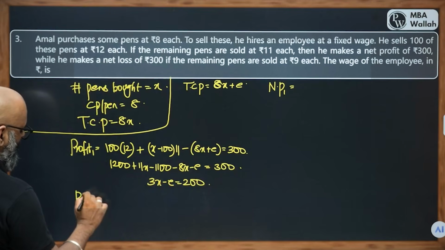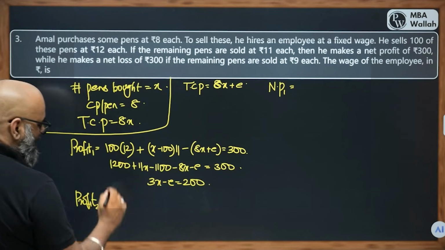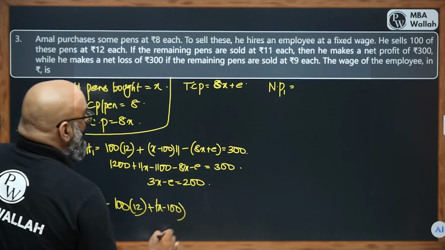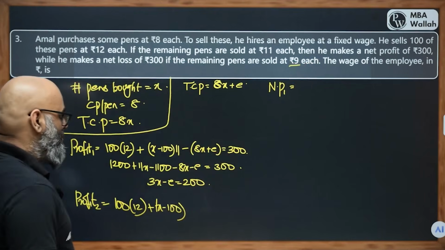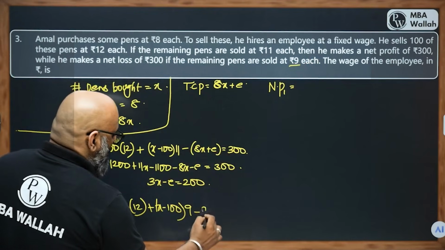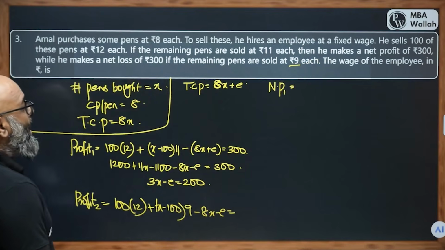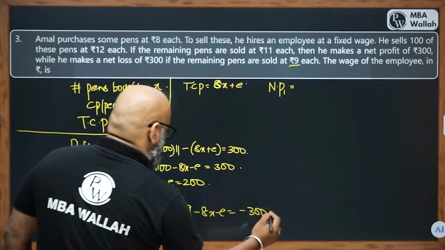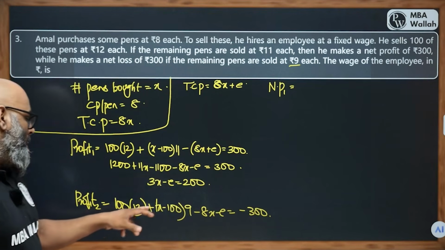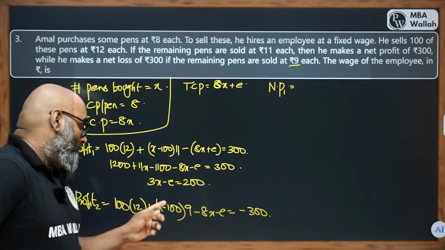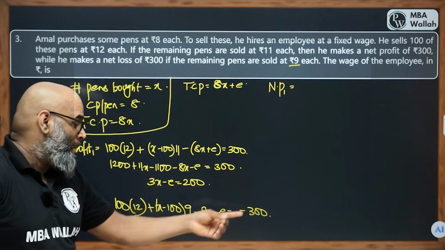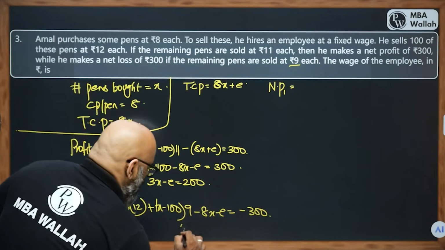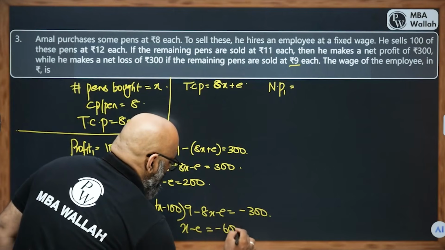So profit case 2 will be the same scenario. First 100 pens for 12, but the remaining x minus 100 pens sold for 9 rupees each. So this into 9, once again minus 8x minus E is equal to the net profit, which is a loss of 300. So I'm going to call it minus 300. So 1200 minus 900 is 300. But the 300 goes over there, becomes minus 300. So this will be minus 600. 9x minus 8x is x. So this will be x minus E is equal to minus 600.